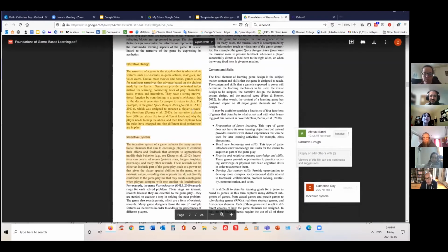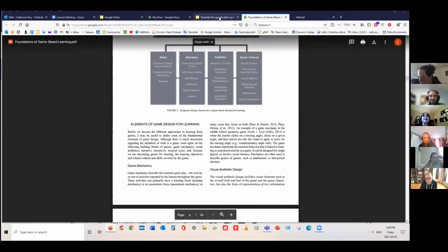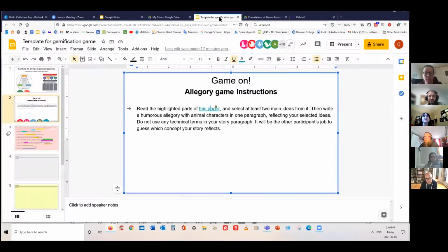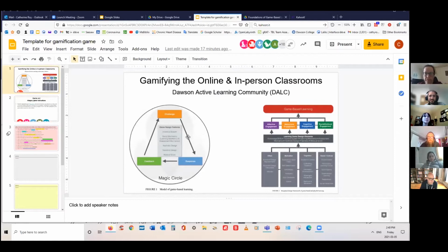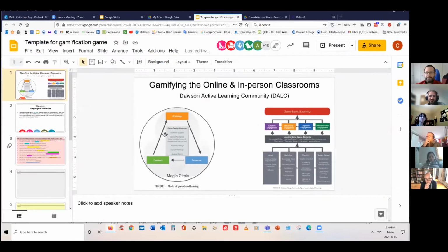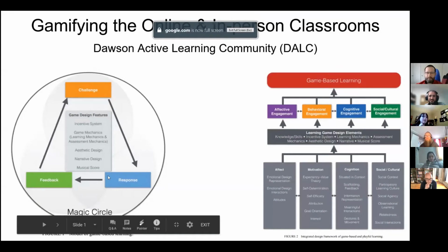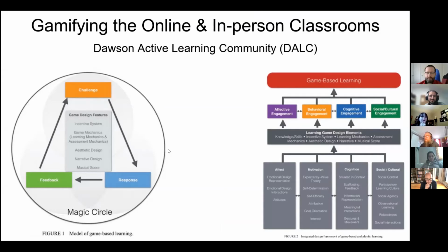You're going to choose and read that little section, and then you're going to go over to this other document, which you should have access to through the chat. Everybody can see my screen here, the Google Doc. Should I make it bigger? Perfect. What if I put it in present mode? There we go. So this is our game. This Google Slides document is where the game is going to happen.